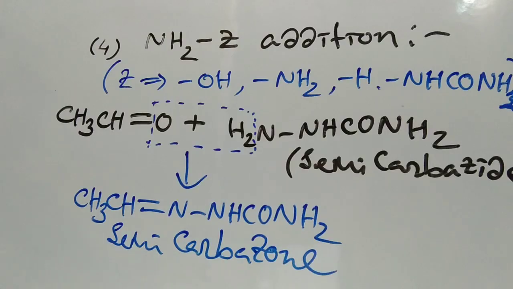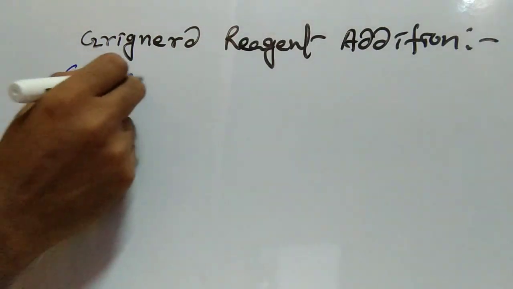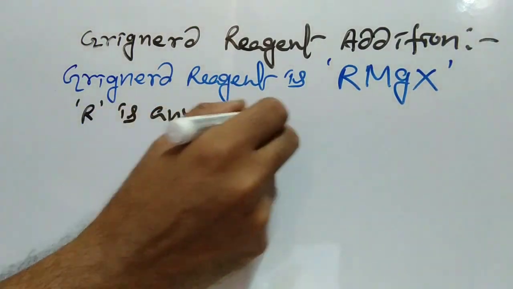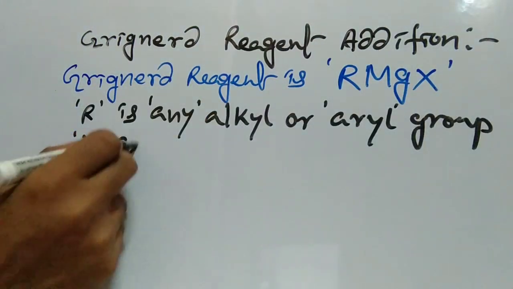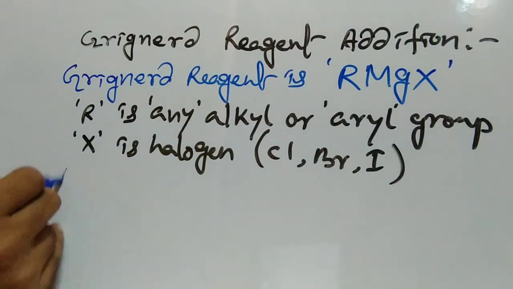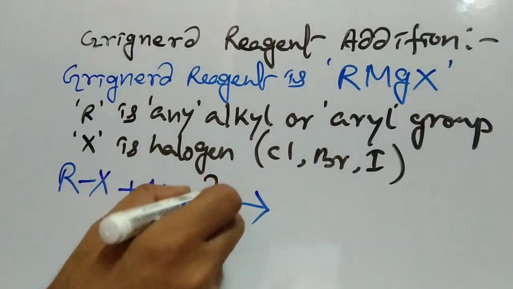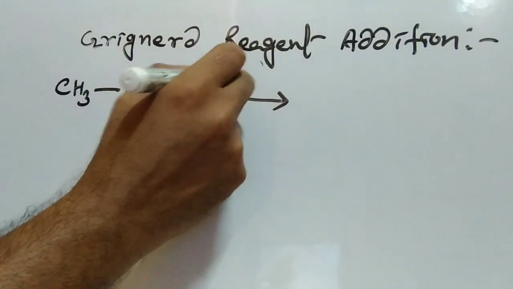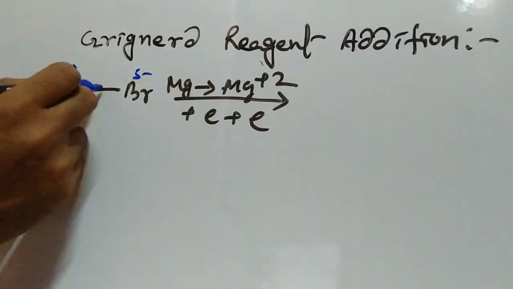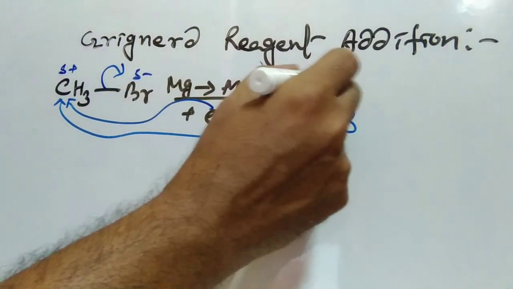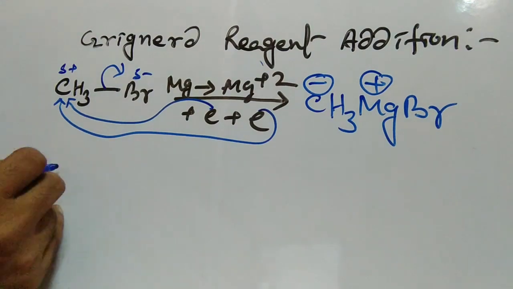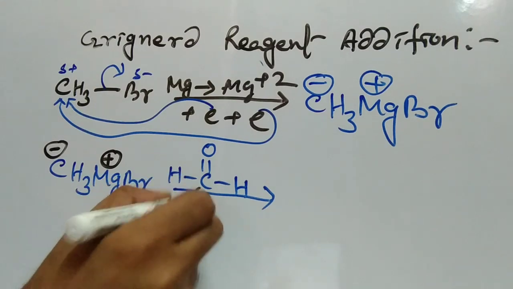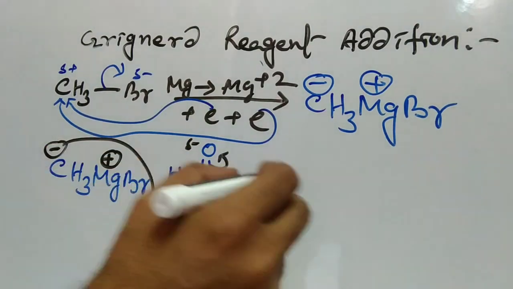Aldehydes and ketones react with Grignard reagents to form addition products. When the addition product is hydrolyzed by water, it gives an alcohol. Now, a Grignard reagent is an alkyl magnesium halide. Alkyl may be methyl, ethyl or propyl, and halide may be chloride, bromide, or iodide. A Grignard reagent is prepared by the reaction of an alkyl halide with magnesium in the presence of dry ether to form RMgBr or RMgX, where R carries a negative charge and Mg carries a positive charge.